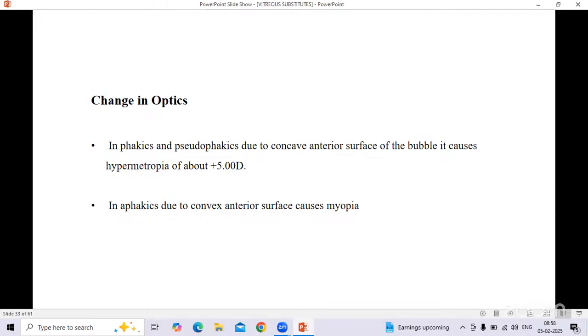What are the changes in the optics after using silicone oil in phakic and pseudophakic eyes? Due to the concave anterior surface of the bubble, it leads to hypermetropia of about +5 diopters. And in phakic eyes, due to the convex anterior surface, it causes myopia.